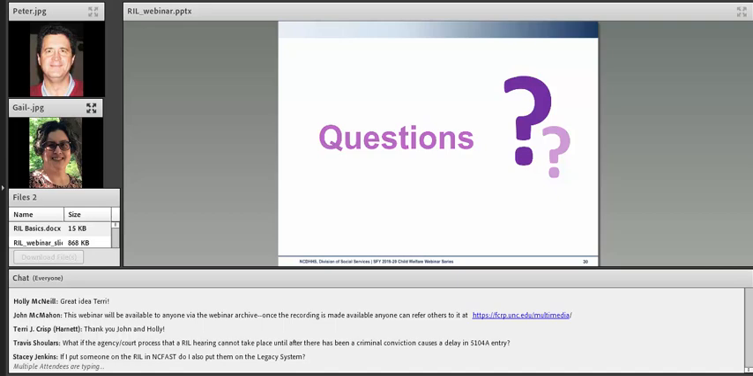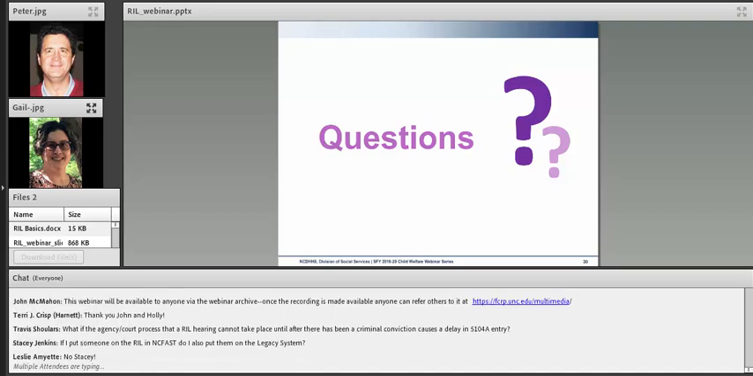So some questions. I'm going to look at Stacy's first because that's the last one. So if I put someone on the RL in NC-FAST, also, no, you don't do it in the legacy. You're doing both. That's why we're telling folks look at both systems. So when the NC-FAST process is complete, they are considered on the RL, and people will need to look for both.